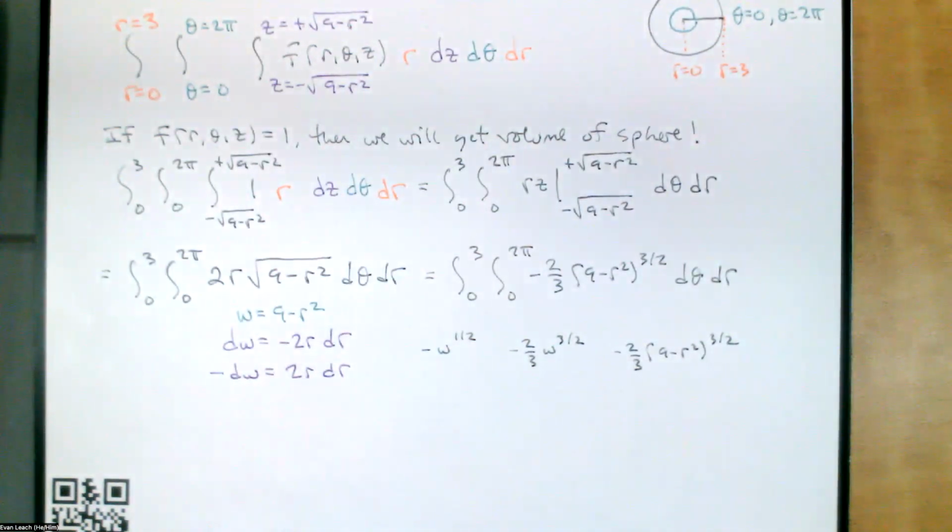Now looking at what we've ended up with, now we're just integrating with respect to theta from 0 to 2 pi. This is constant with respect to theta. We're just going to be multiplying by 2 pi. This is where the 4/3 shows up. This is where pi shows up.